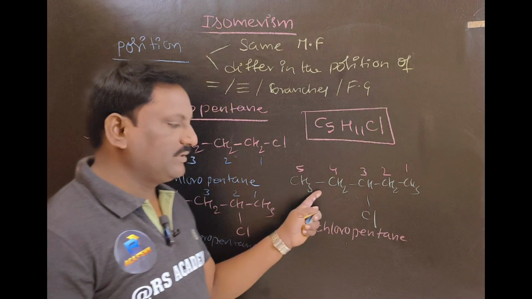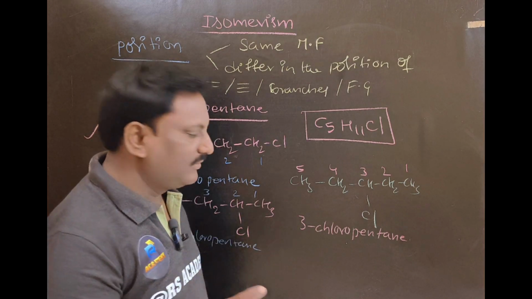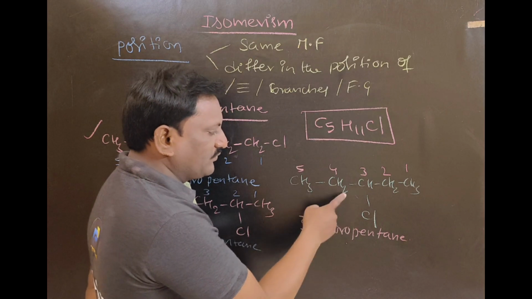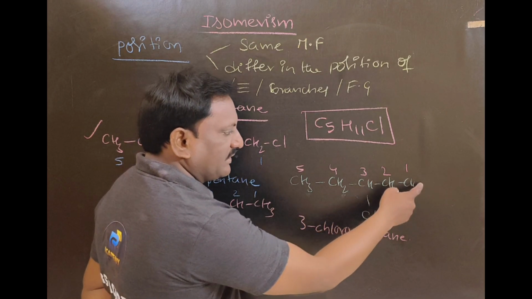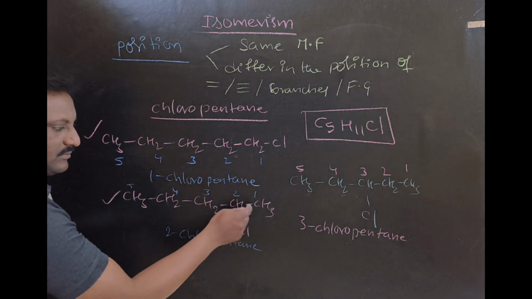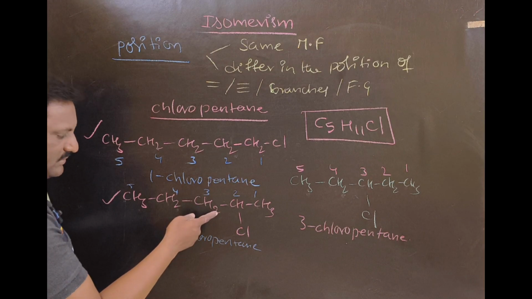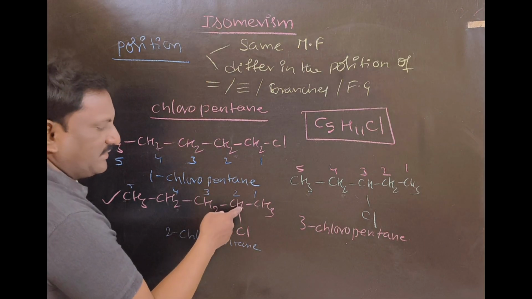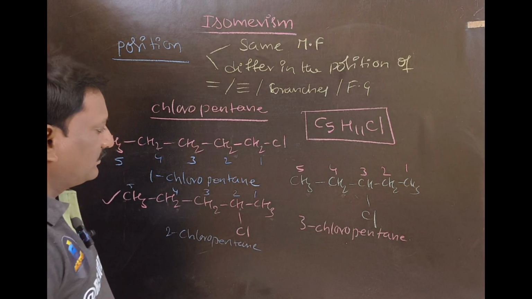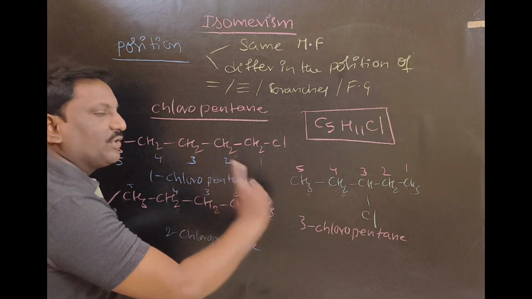Then what about this? Let us check how many carbons are there. Are you following, my dears? Right? 1, 2, 3, 4, 5. Okay. Hydrogens 5, 6, 7, 8, 9, 10, 11. Okay. Right. Then what about this one? 1, 2, 3, 4, 5, and hydrogens 11. So same chemical formula, but these three differ in the position of the chlorine.